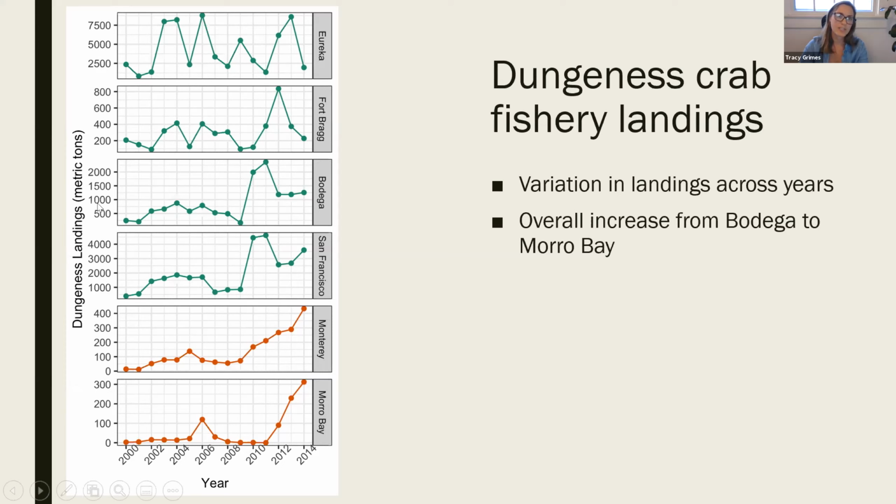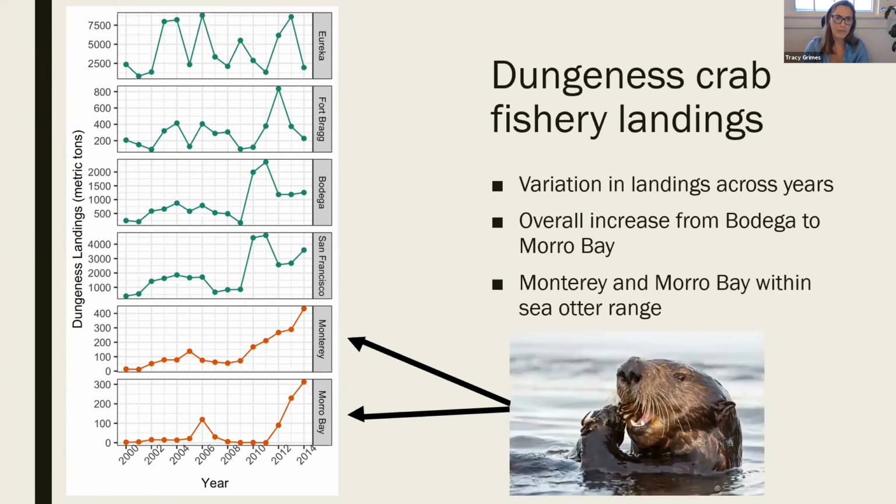So some of these regions just tend to land more crab than others. So that's just something important to note. And other than that, you'll see from Bodega down to Morro Bay, there's been a general increase in Dungeness crab landings over time. So Monterey and Morro Bay were 2 regions where sea otters occur.